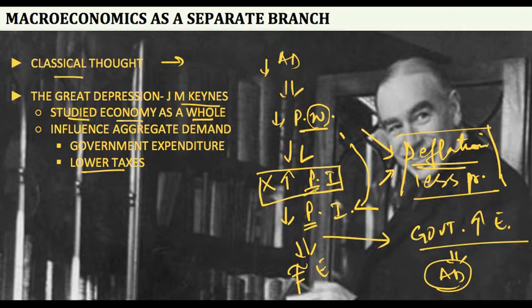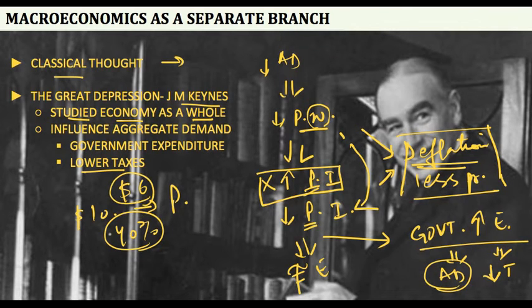At the same time, Keynes also talked about lower taxes, because when the government is increasing expenditure and providing more money to the people, at the same time by lowering taxes, it is providing more income in the hands of the people which they can spend. For example, if the government increases expenditure and provides $10 on an average per day to every person, but at the same time taxes 40% of his income, then the person has only $6 in his pocket. But if the government reduces these taxes to 10%, then the person has $9, and so his disposable income increases.